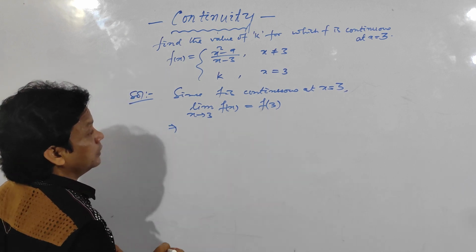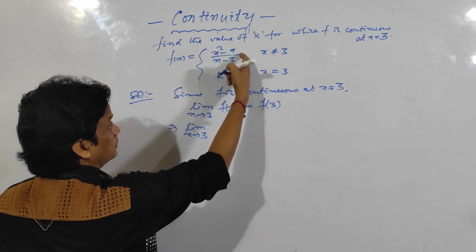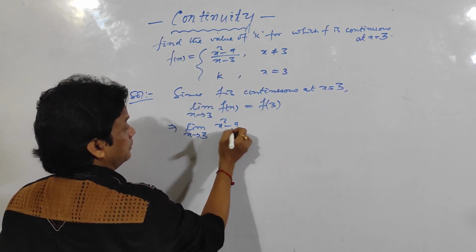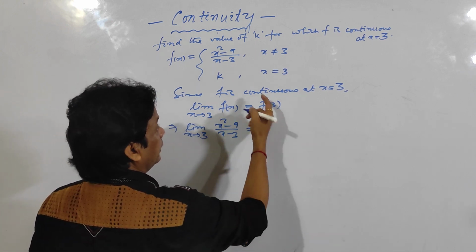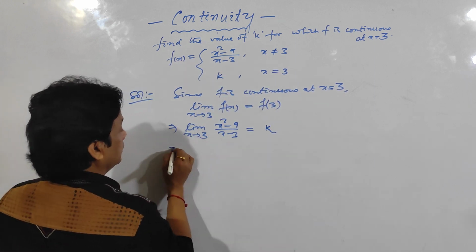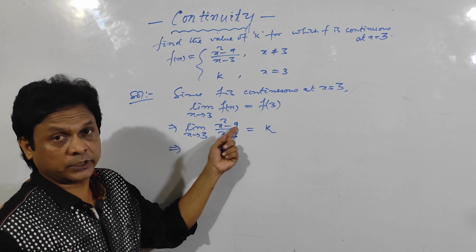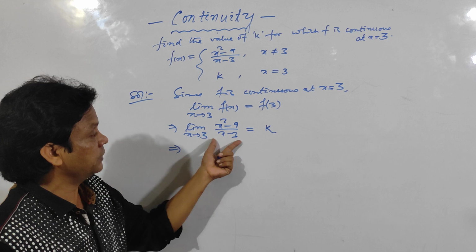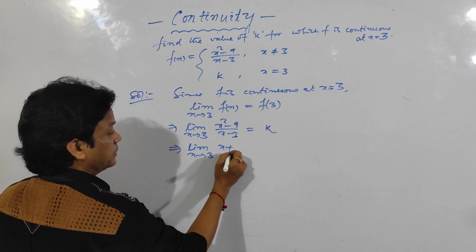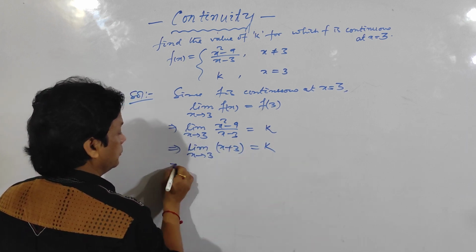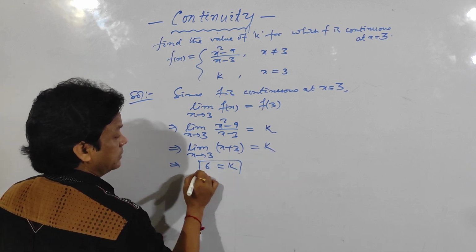Clear? And limit x tends to 3, what is f of x? It is x square minus 9 by x minus 3 is equal to f of 3, which is k. It implies, you can factorize it also, because 9 is 3 square, so x square minus 3 square is x plus 3 into x minus 3. So x minus 3 cancels out from the numerator and denominator. So remain x plus 3 is equal to k. So put x is equal to 3. So 3 plus 3 is 6. So 6 is equal to k. So the value of k is 6. Clear?